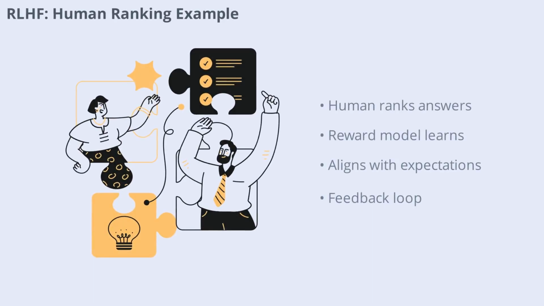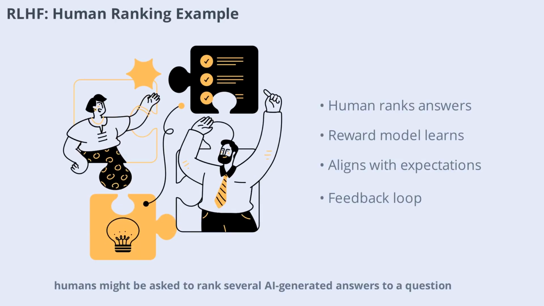In RLHF, humans might be asked to rank several AI-generated answers to a question. The reward model learns from these rankings, helping the AI understand which responses are most helpful or safe. This human feedback loop is essential for aligning AI behavior with real-world expectations.